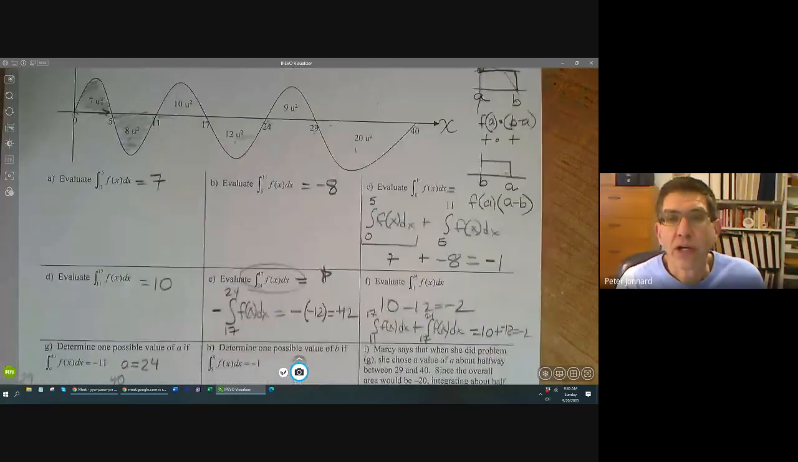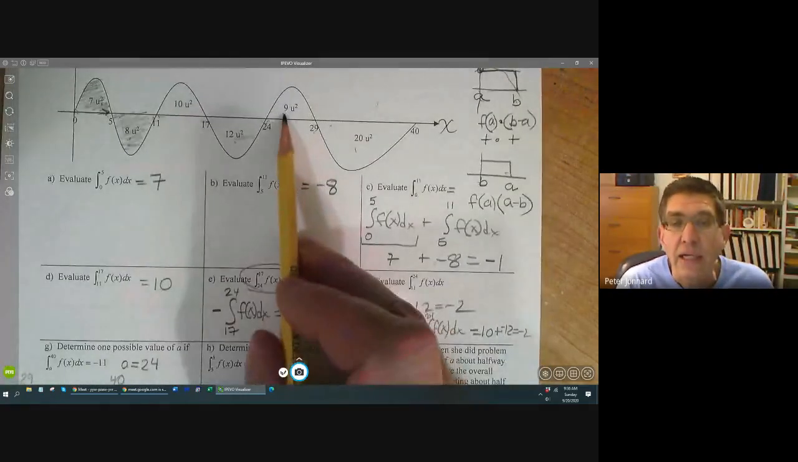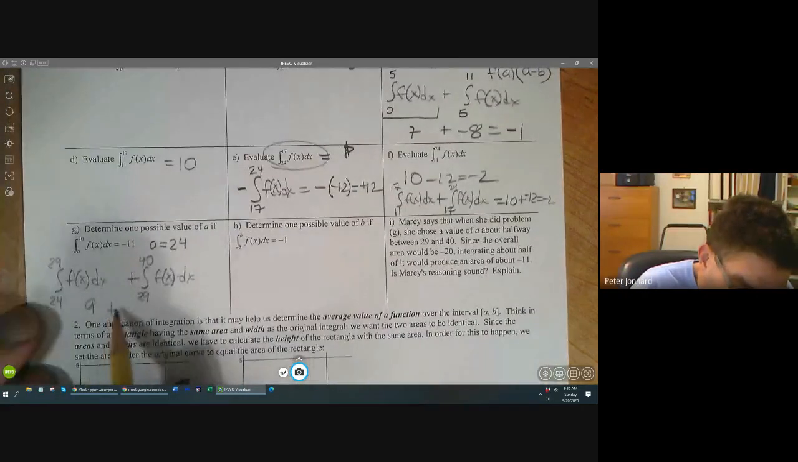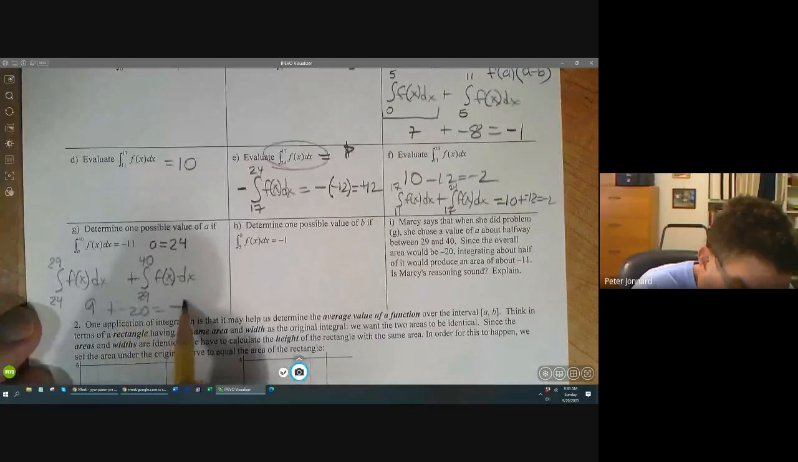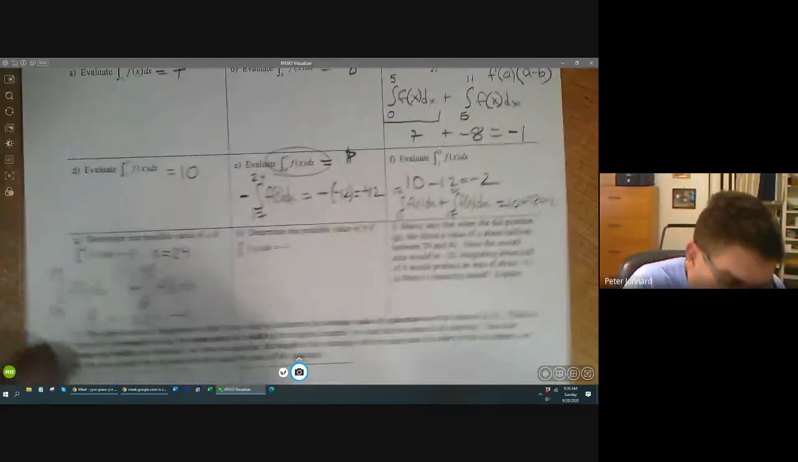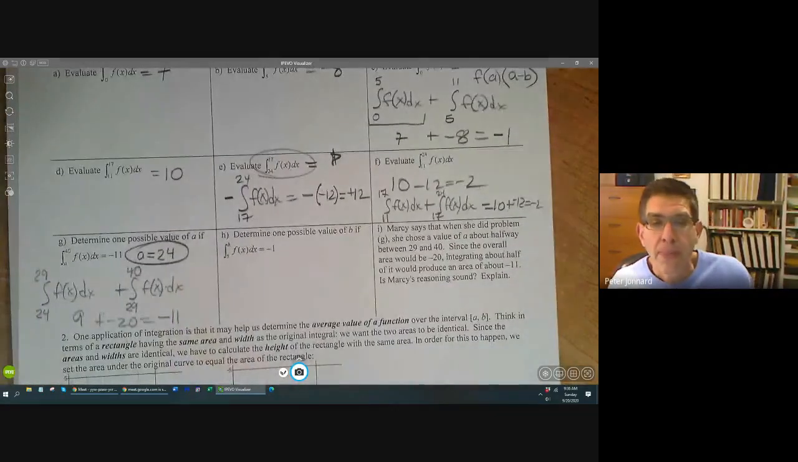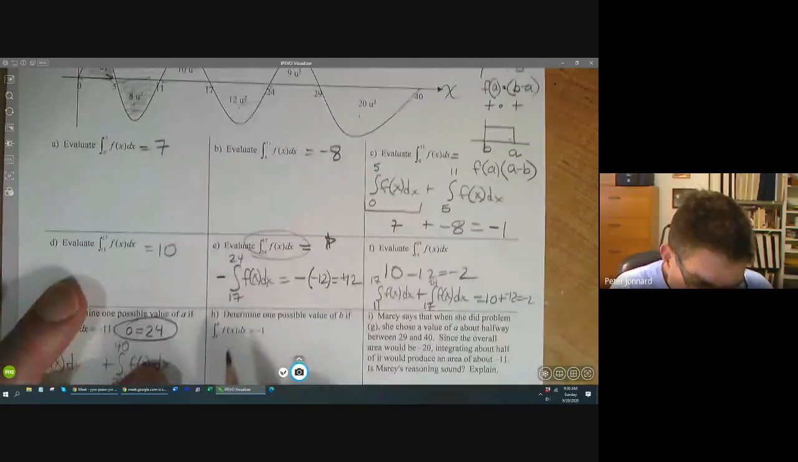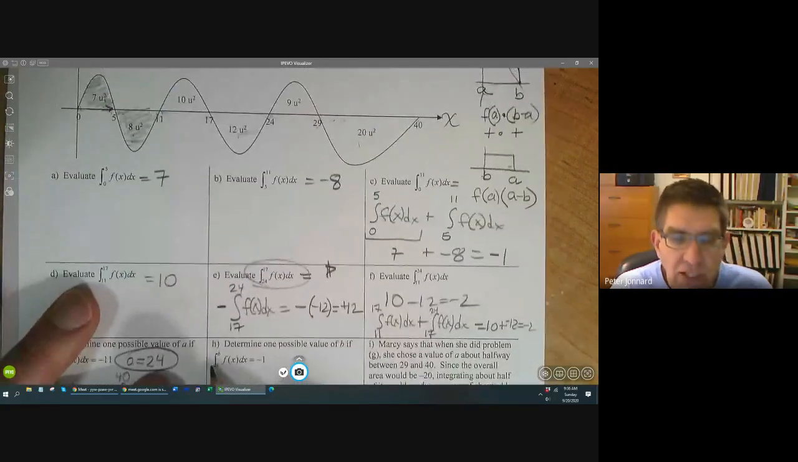The integral from 24 to 29 is 9, and the integral from 29 to 40 is negative 20 since it's underneath. So that would be 9 plus negative 20, or negative 11. So that's one possibility. A could be 24. Okay, the next one says determine a possible value of b if I integrate from 5 to b, I end up with an area of negative 1.